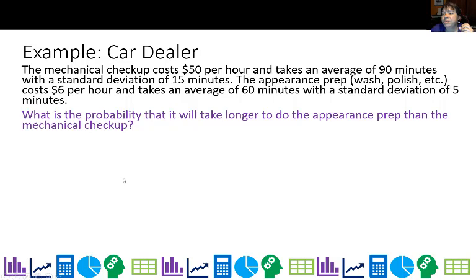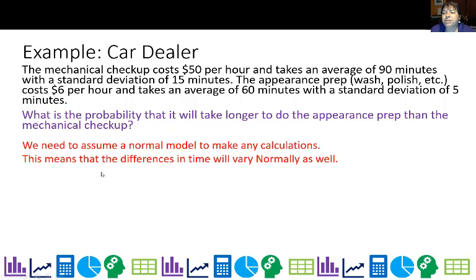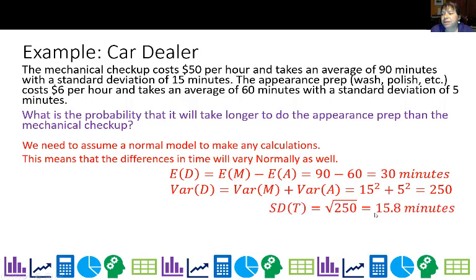So what is the probability that it will take longer to do the appearance prep than the mechanical checkup? All right. We need to assume a normal model to make any calculations. This means the differences in time will vary normally as well. Well, we have our difference in time. Our average is 30 minutes, our expected value. Easy peasy. Our standard deviation is 15.8 minutes. Now, if the appearance takes longer, is this value going to be positive or negative? Let's see.